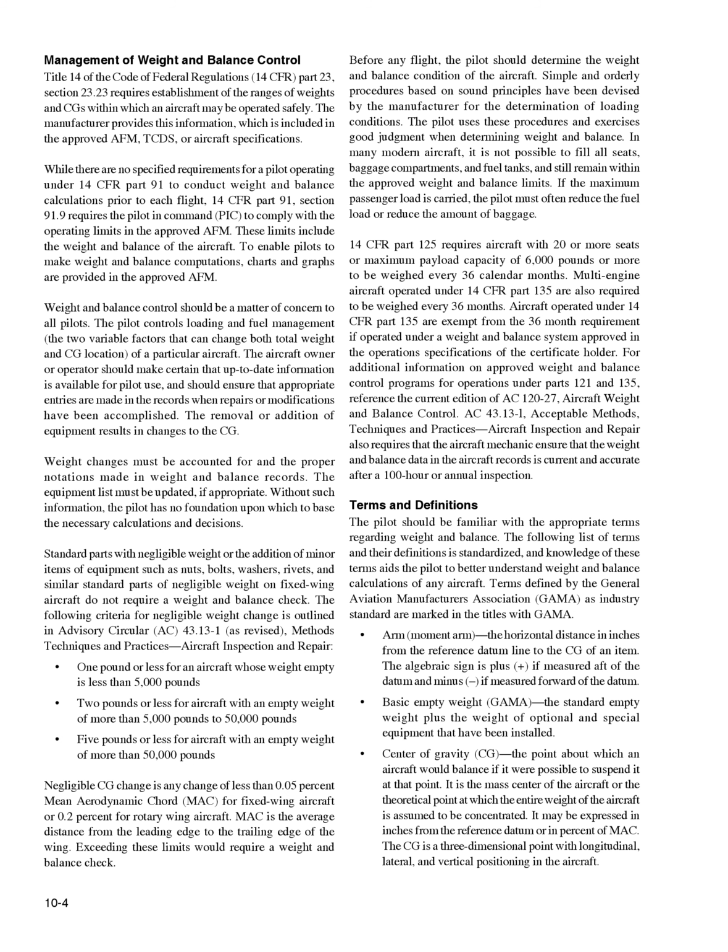Standard parts with negligible weight or the addition of minor items of equipment such as nuts, bolts, washers, rivets, and similar standard parts of negligible weight on fixed-wing aircraft do not require a weight and balance check. The following criteria for negligible weight change is outlined in Advisory Circular, AC, 43.13-1, as revised, Methods, Techniques and Practices, Aircraft Inspection and Repair. 1 pound or less for an aircraft whose weight empty is less than 5,000 pounds, 2 pounds or less for aircraft with an empty weight of more than 5,000 pounds to 50,000 pounds, 5 pounds or less for aircraft with an empty weight of more than 50,000 pounds.